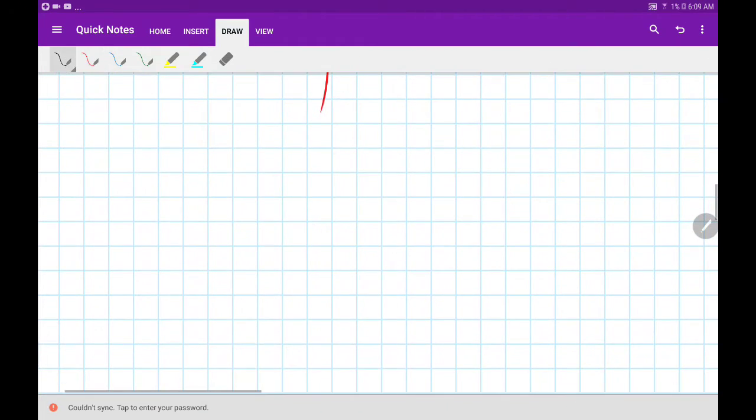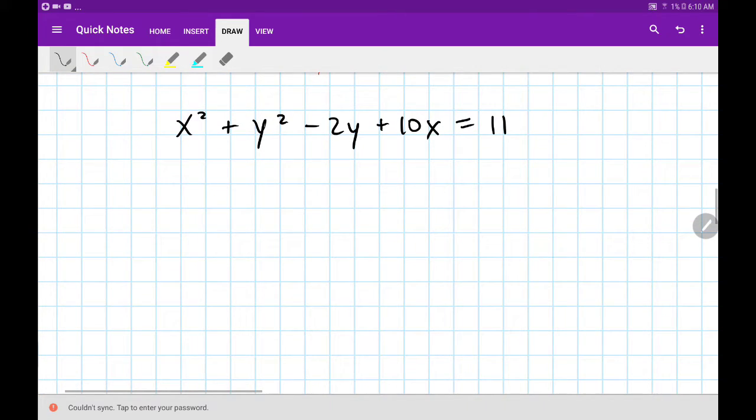Here's another practice one. If I had said x squared plus y squared minus 2y plus 10x equals 11. Okay, try this one yourself. And then pause the video here and see how you do.